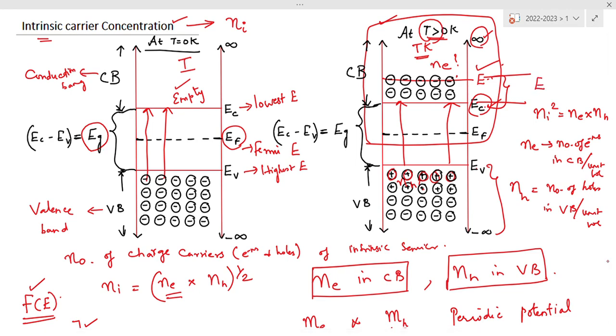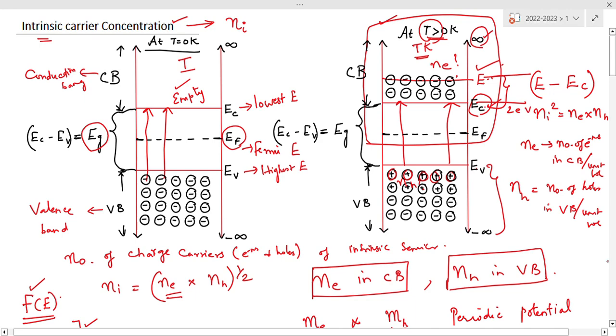Therefore, the difference between the energy levels in which the electrons occupy the conduction band is E minus EC. For example, if E is equal to 2.1 electron volt and EC is equal to 2 electron volt, E minus EC is 2.1 minus 2, that is 0.1 electron volt. Based on how much thermal energy is consumed by these electrons, they occupy the energy levels. So this 0.1 electron volt is, for simplicity, what we are considering.